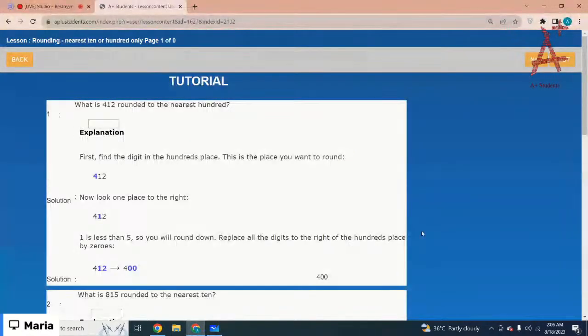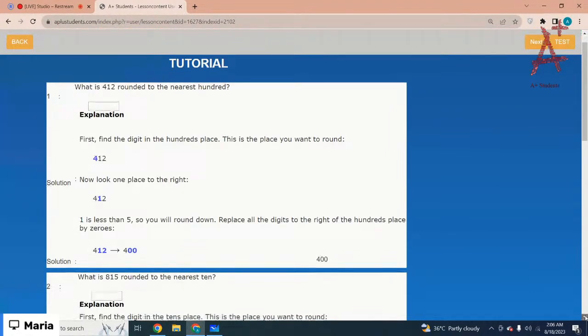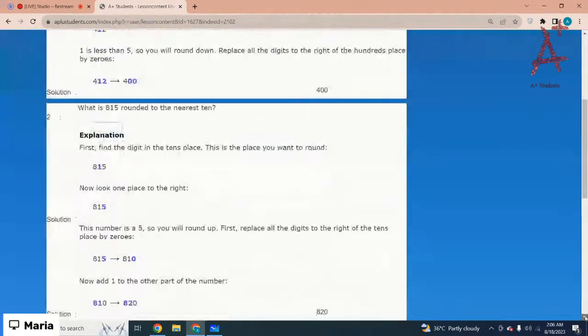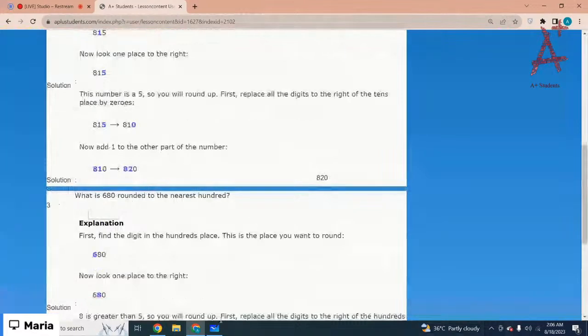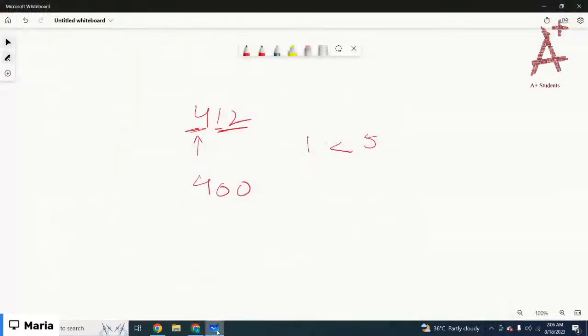The next one is, what is 680 rounded to the nearest 100? So you have 680, right? 6 is at the hundreds position. Right next to it you have 8. You have to compare 8 to 5. 8 is greater than 5, right? So you have to round up. Round up means you need to add 1 to the hundreds digit. 6 plus 1 is 7, and you have to replace the other two digits with 0. That means 680 is rounded to 700.